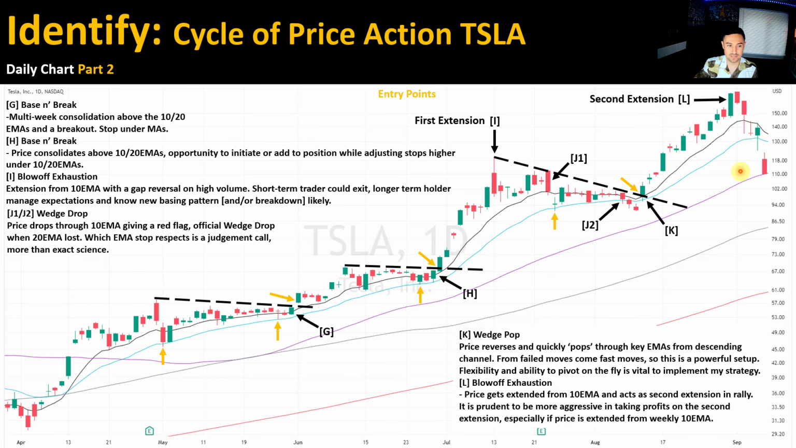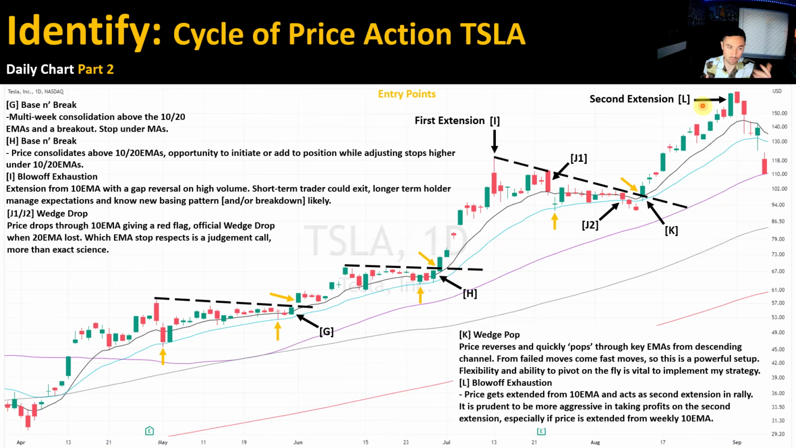Now the cycle continues. Here you can see G, this was where that handle was building. So you get the breakout here, the base and break, and then at point H we get another base and break. See how price pulls into the key moving averages, and remember I was talking about some of the reversal extensions off of the key moving averages. So where is Tesla finding support? 21 EMA, 21 EMA, kind of undercuts the 21 EMA, then it goes again. These leading stocks can often find support around their 20 EMA or their 21 EMA. They are pretty much both the same thing.